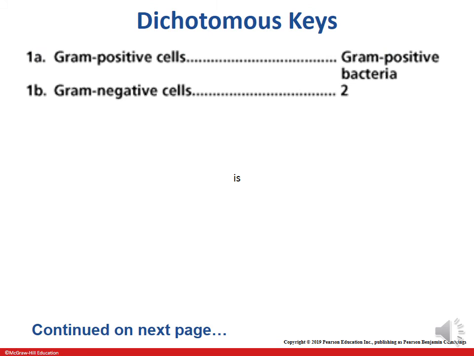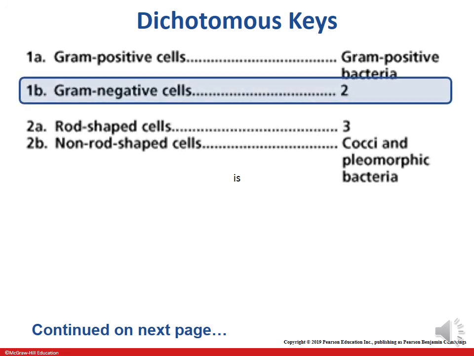For example, always start with the first question. What does our data tell us about the gram status? In this case, we have a gram-negative cell. So we follow the map and move on to question number 2. Is it rod-shaped or non-rod-shaped? This is where you have to come into a dichotomous key with a little bit of pre-existing knowledge. What is the word we use for rod-shaped? We use the word bacillus.